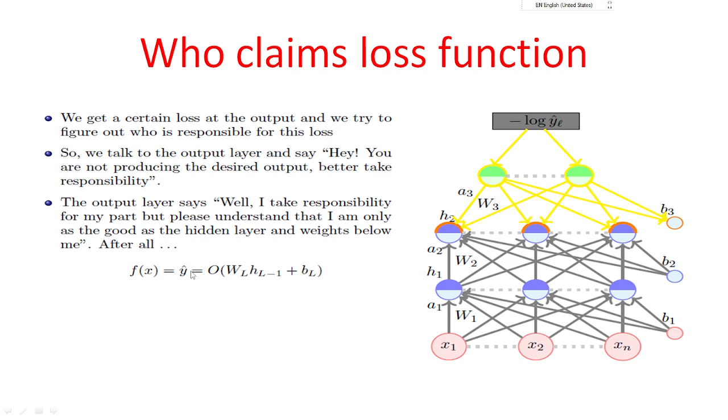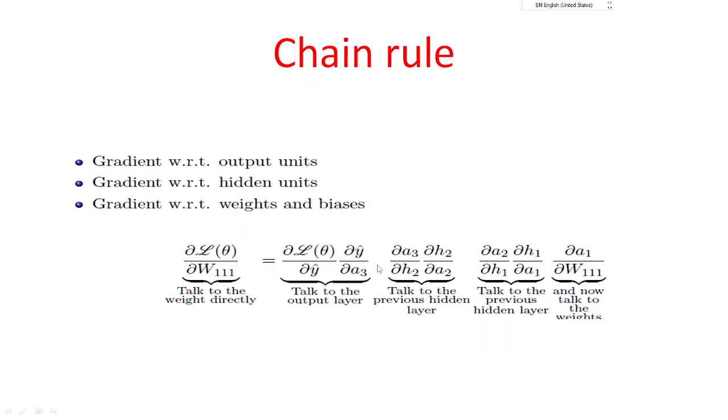So how do you do that? You have to find the gradient. The gradient of the loss function with respect to W1. What does it mean? A small change in W1, and you are measuring how much change happens in the loss function. With the chain rule, we have three cases: the gradient with respect to output units, then with respect to hidden units, then with respect to weights and biases. Dou L of theta by dou W111 is the change in the loss function with respect to the change in W111. Now you first talk to the output layer.